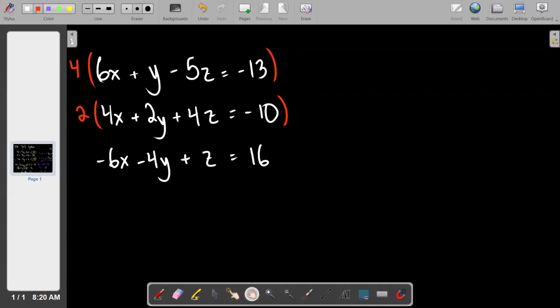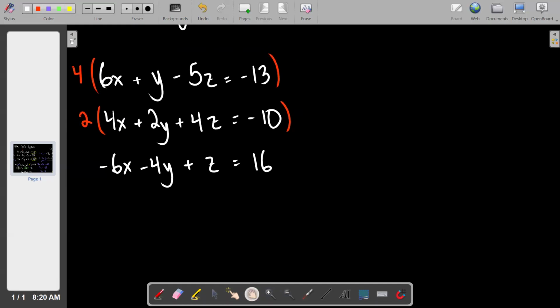So over here off to the side, get used to this. You're going to be rewriting things a lot. We're going to reconstruct the whole system off to the side. So what is the top equation now going to say?